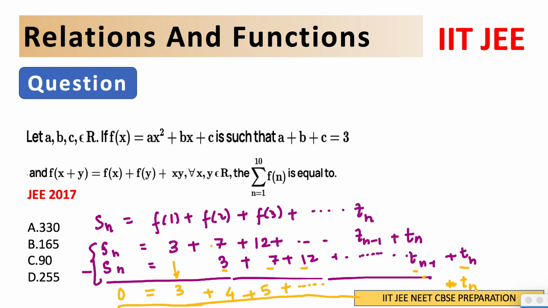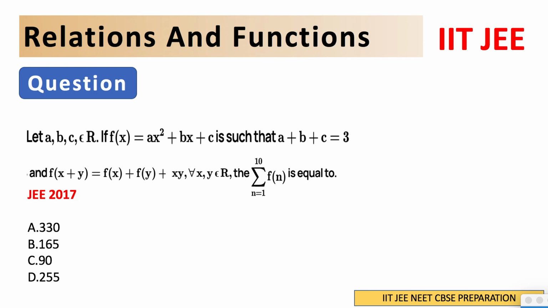This is the final expression. Now, can I find out what Tn is from here? I can find that out, right? The total number of terms in this yellow box that I have written, on the right hand side, will be n plus 1 terms. So we take this minus Tn term and shift it to the right hand side. So can I write it like this? Tn is equal to 3 plus 4 plus 5, and so on.